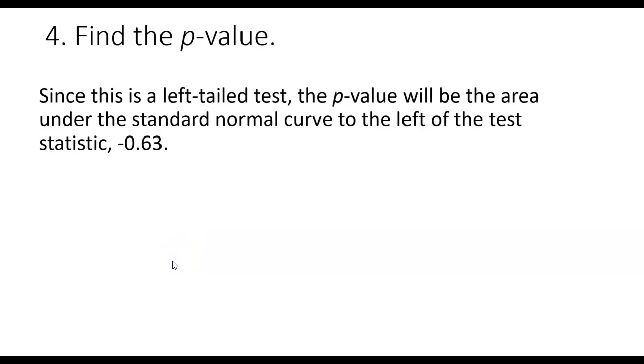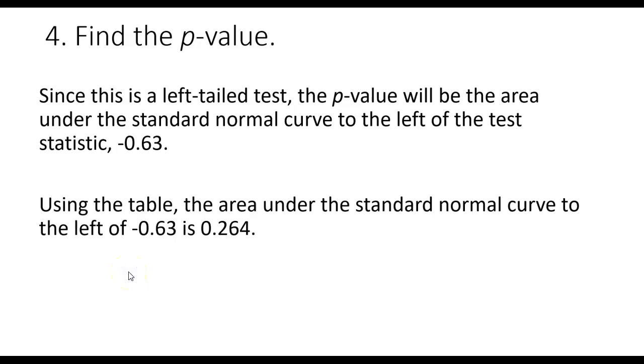Since this is a left-tailed test, the p-value will be the area under the standard normal curve to the left of the test statistic, which as we just found is negative 0.63. So using our standard normal table, we can find that the area to the left of negative 0.63 is 0.264. So thus my p-value is 0.264. That is a pretty high p-value, actually.